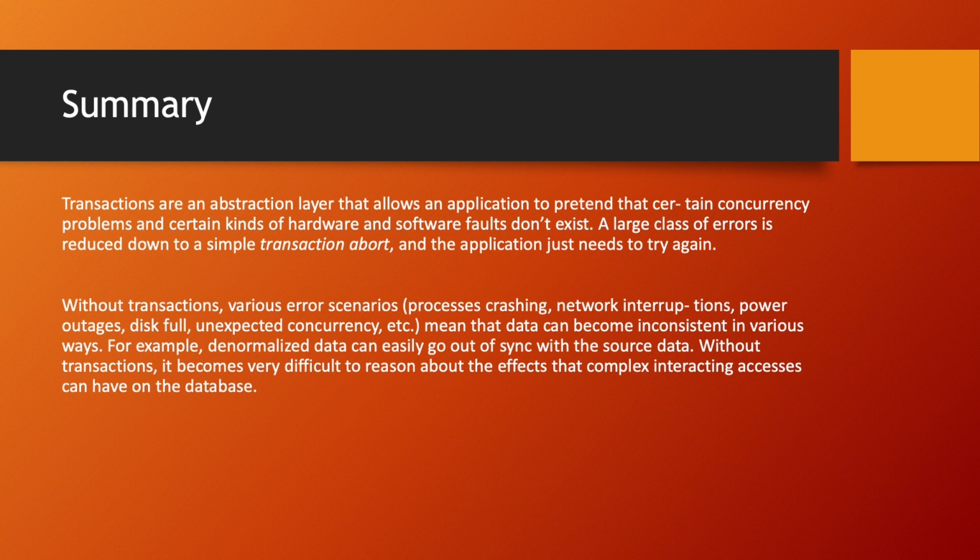Transactions are an abstraction layer that allows an application to pretend that certain concurrency problems and certain kinds of hardware and software faults don't exist. A large class of errors is reduced down to a simple transaction abort, and the application just needs to try again. Without transactions, various error scenarios like process crashing, network interruptions, power outages, disk full, unexpected concurrency, etc. mean that data can become inconsistent in various ways. For example, denormalized data can easily go out of sync with the source data. Without transactions, it becomes very difficult to reason about the effect that complex interacting accesses can have on the database.